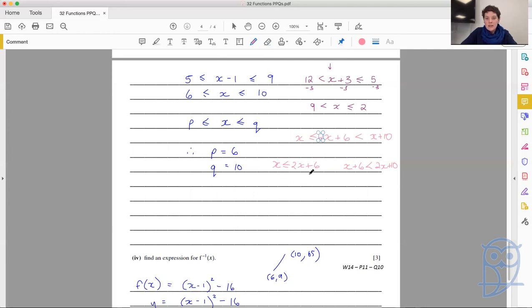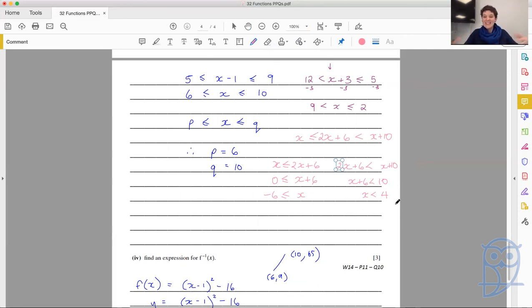So x less than or equal to 2x. So 0 less than or equal to x plus 6. x greater than or equal to minus 6. And on this side, we also need to move that 2 for this equation. So here, we would have minus x. So we would have x plus 6 less than 10. So x less than 4.